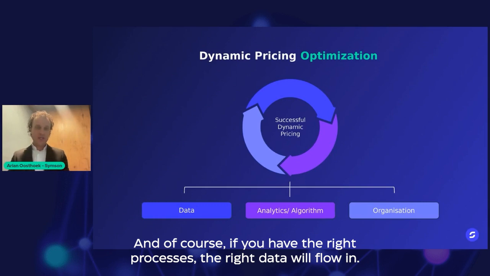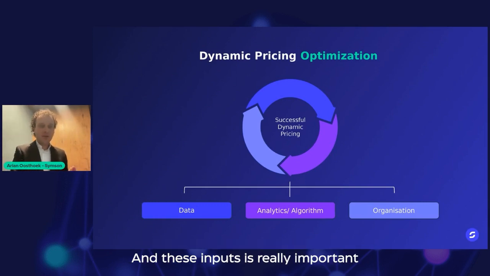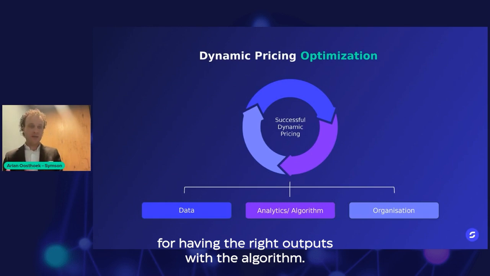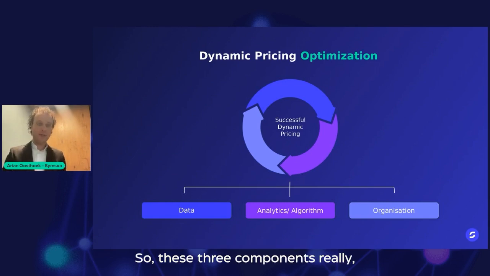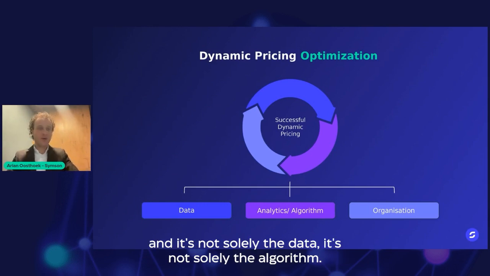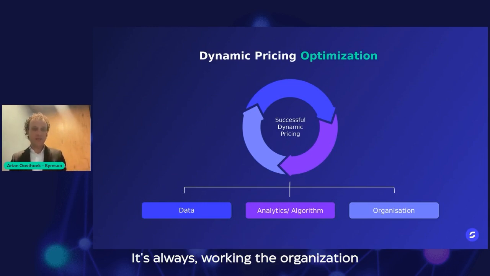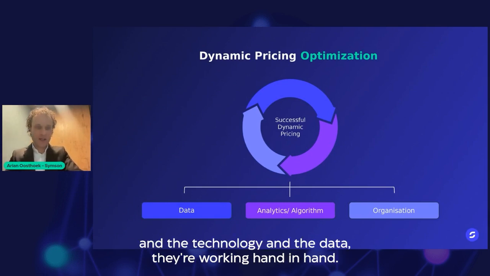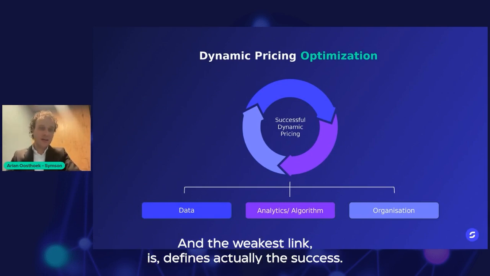And of course, if we have the right processes, the right data will flow in. And this input is really important for having the right output from the algorithm. So these three components really define the success of dynamic pricing. And it's not solely the data, it's not solely the algorithm, it's always the organization, the technology and the data, they're working hand in hand. The weakest link actually defines the success.